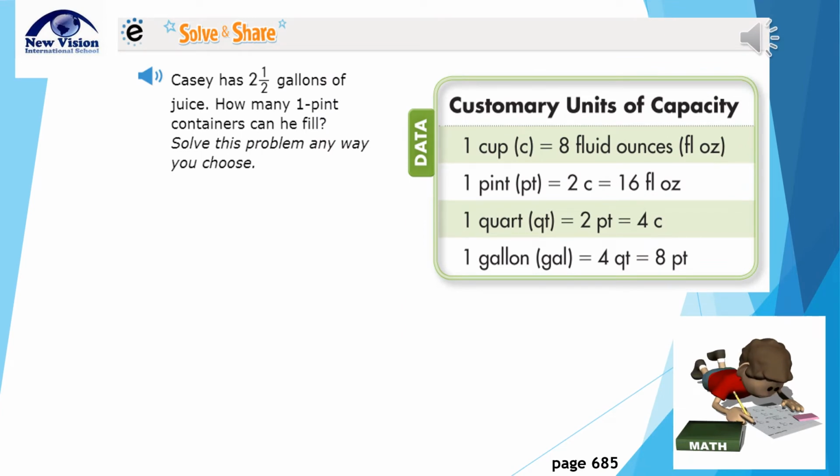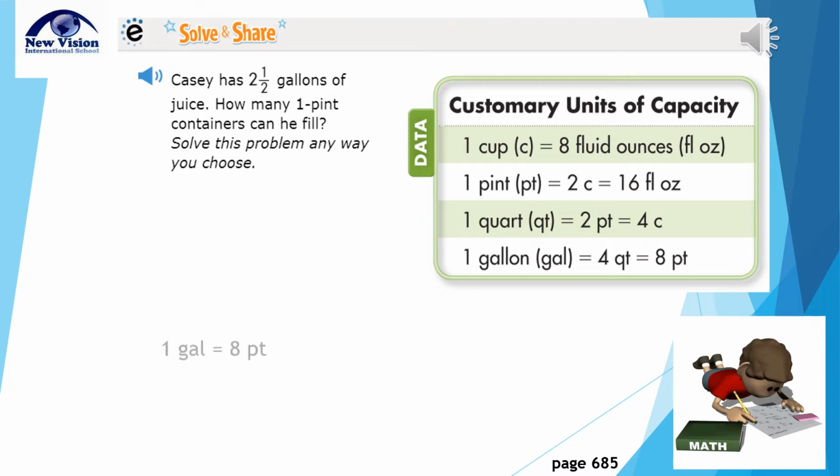Let's start with Solve and Share. Casey has 2½ gallons of juice. How many 1-pint containers can he fill? Solve this problem any way you choose. Don't forget to memorize the conversion table of customary units of capacity.